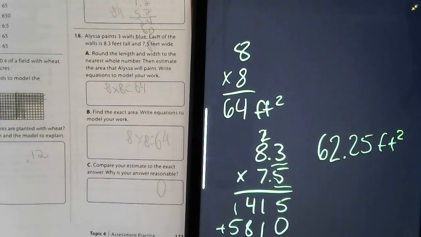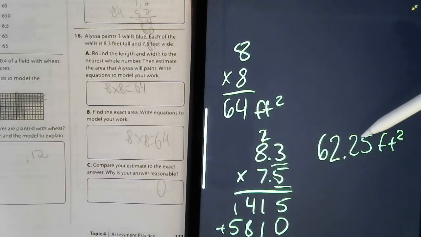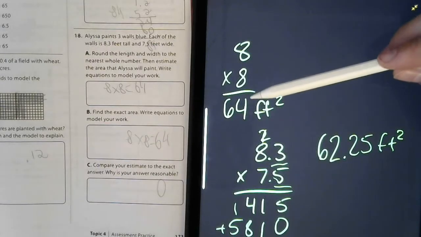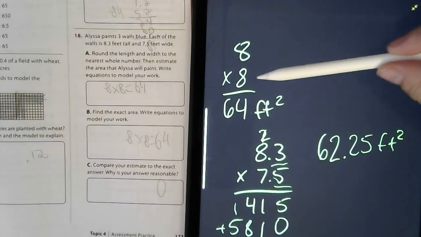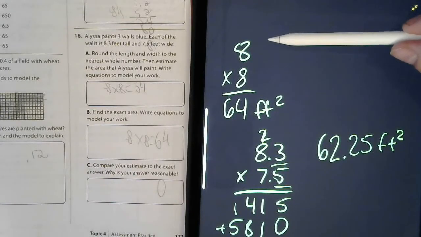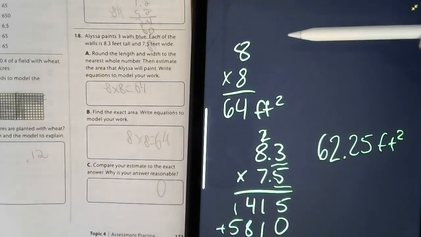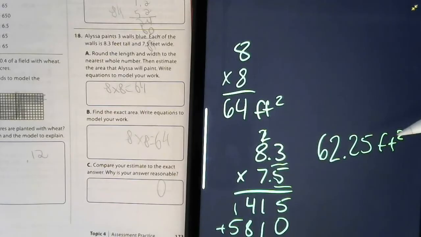Why is your answer reasonable? Well, our estimate was 64. Our answer is 62. We could probably explain that in writing by saying that we overestimated. Remember, we rounded 7 5/10 up to 8, and we took 8 3/10 down to 8. Overall, our answer here is going to be higher or bigger than our actual answer because of the way we estimated or rounded those numbers.